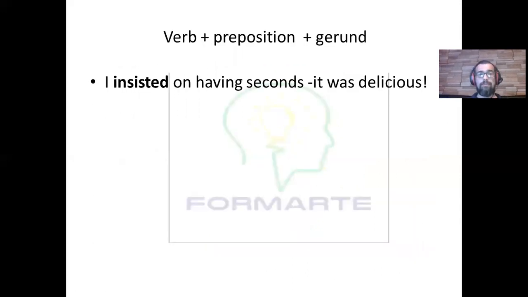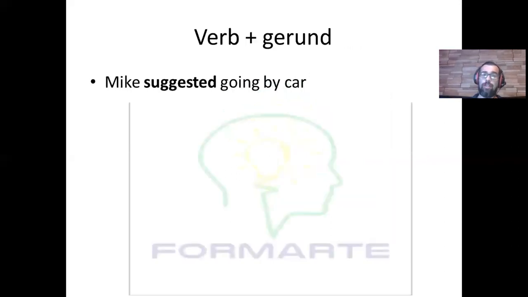Now we can see the way of using the verb followed by a preposition and a gerund. For example, the verb insisted. In this case, I say "I insisted on having seconds. It was delicious." So with the verb insist, we use this structure: verb plus preposition plus gerund. And then just the verb plus gerund. In this case, with suggested, we also use just the gerund: "Mike suggested going by car." So that is also a way of using these reporting verbs.